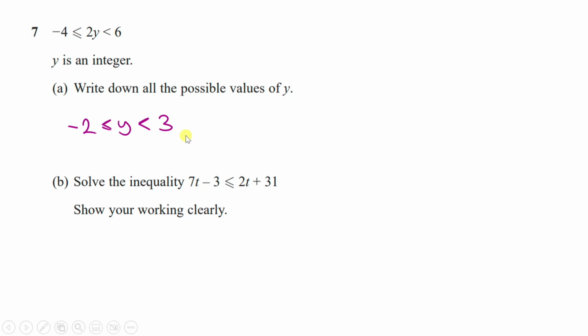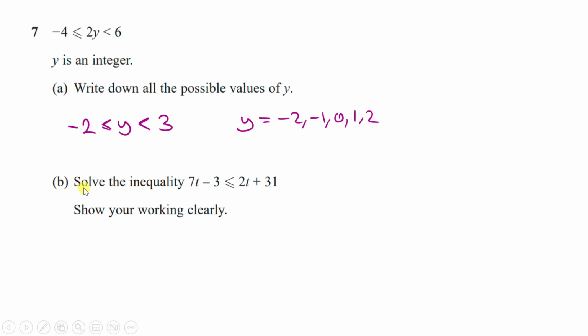Okay. Now this tells us that y is pretty much every number between it, so it's between -2 and 3, but it includes -2 and it excludes 3. So that means it should be -2, -1, 0, 1, and 2.